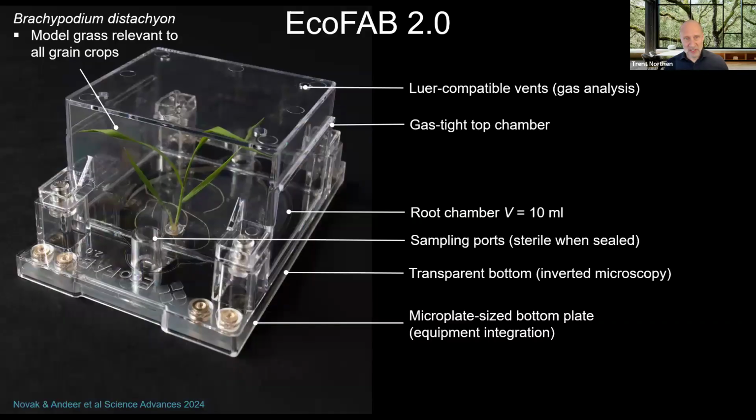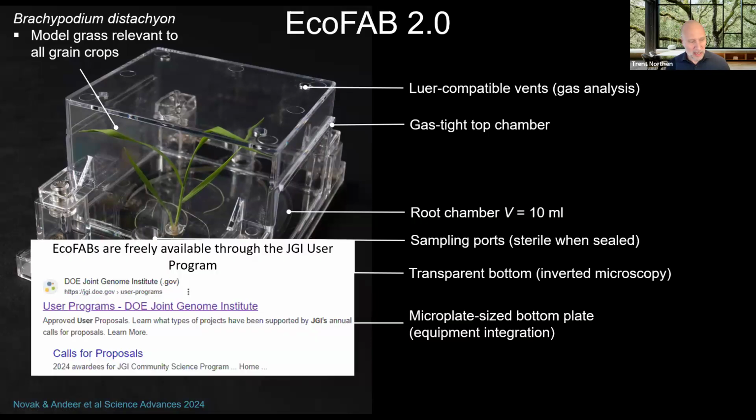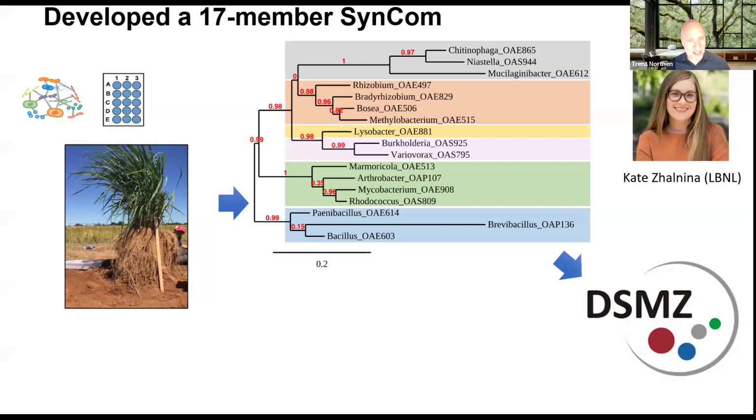So we built this little device, which we call the EcoFab 2.0. It has ports for collecting exudates and metabolites, and for adding microbes. It's an autoclavable, sterile system. It goes on top of a microscope, so you can image where the microbes are. You can also connect luer ports up here for doing gas analysis. So just a nice functional tool. These are all freely available through the JGI user program if you're interested.